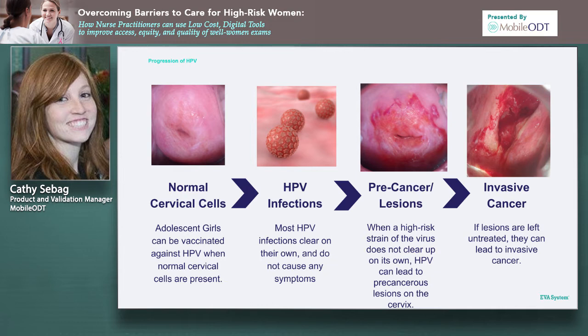Here on this slide, you can see the visual progression of a normal cervix all the way to invasive cancer. On the left, you'll see a normal, healthy cervix. When the cervix is still normal, and most often among adolescent girls, this is a great time to vaccinate against HPV to prevent cervical cancer in the future. Unfortunately, not all women today have been vaccinated for HPV. When a woman contracts the high-risk strain of the virus and it doesn't clear up on its own, HPV can lead to these precancerous lesions on the cervix that you see in that third picture.